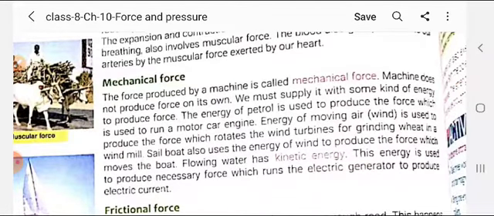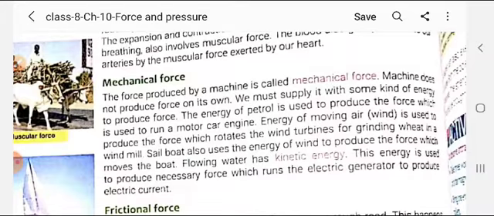Now student, next comes the mechanical force. This is also an example of contact force. Mechanical force is the force produced by a machine. If any work is being done by a machine, suppose that you are plowing your field with the help of a tractor. That means the tractor, by the application of its cultivator, is plowing your field. So here a machine is applying the force, and it is only possible when it comes in contact. Okay, so it is called the mechanical force.